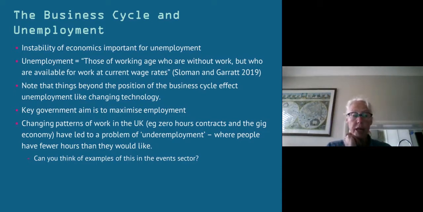And another thing that we'll pick up is changing patterns of work in the UK, because actually these are fairly significant in the event management sector. So examples I've got there are zero-hour contracts and the gig economy. And one of the things that these have led to has actually been problems where people are underemployed. So people have fewer hours than they would like.